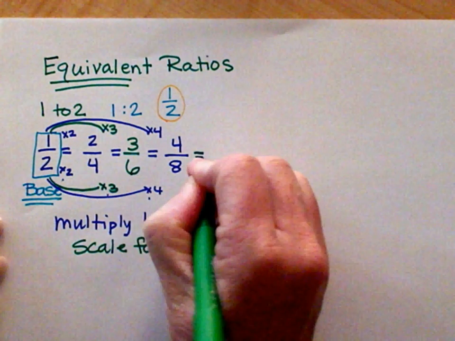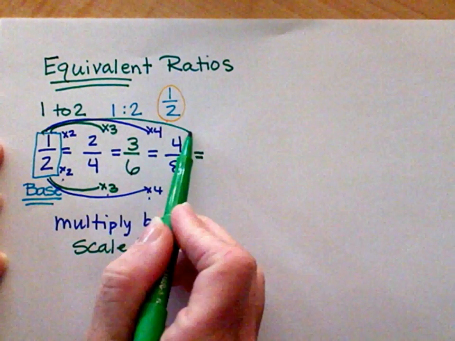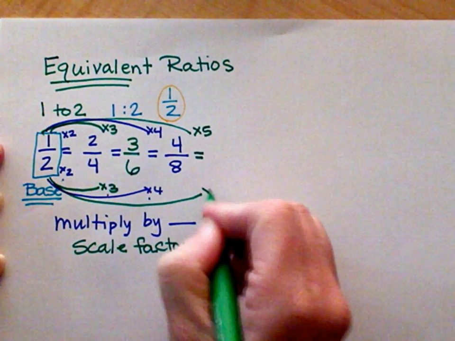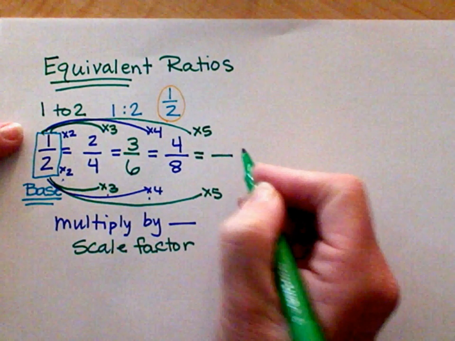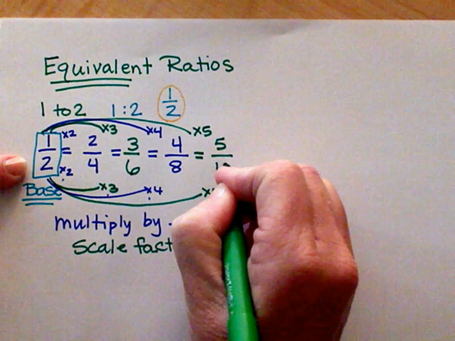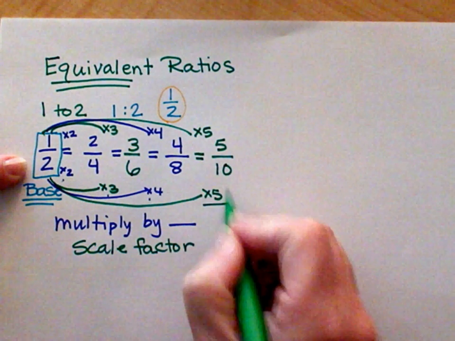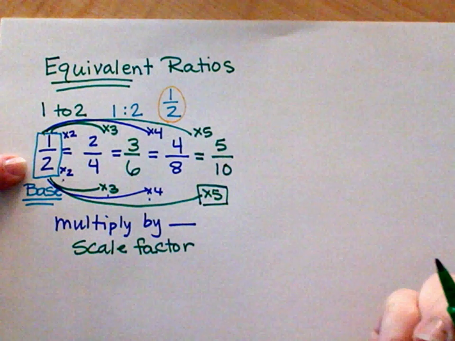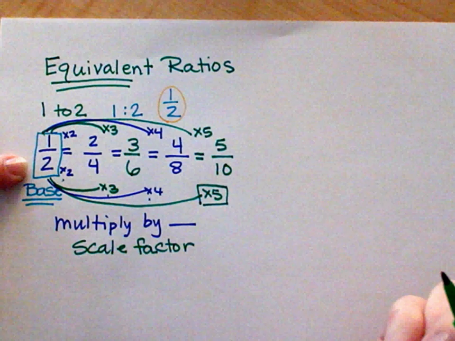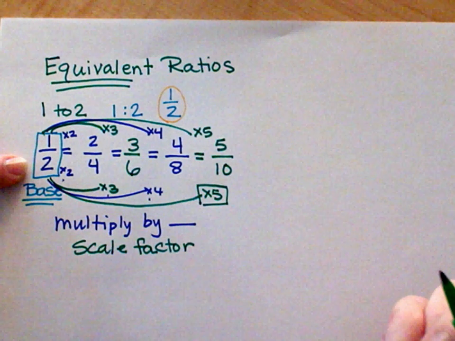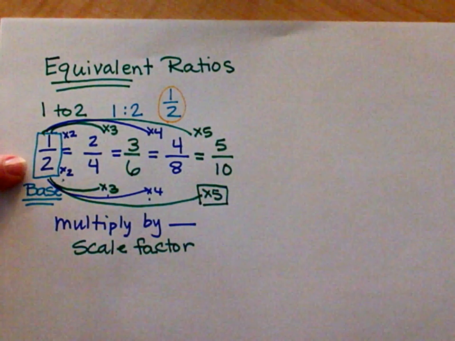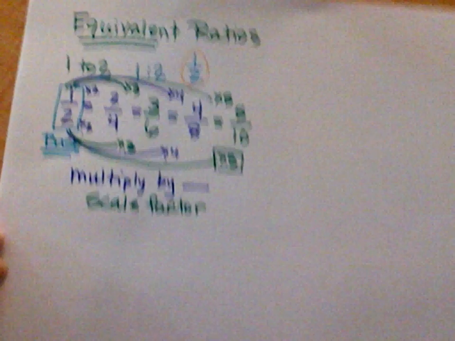If I made it 5 times greater, that means my scale factor would be times 5. Multiply by 5. If I say 1 times 5, I get 5. 2 times 5, and I get 10. So if my scale factor is 5 times larger, multiplied by 5, I'm increasing it 5 times. So it's 5 times greater. With equivalent ratios, it also helps us find missing ratios.